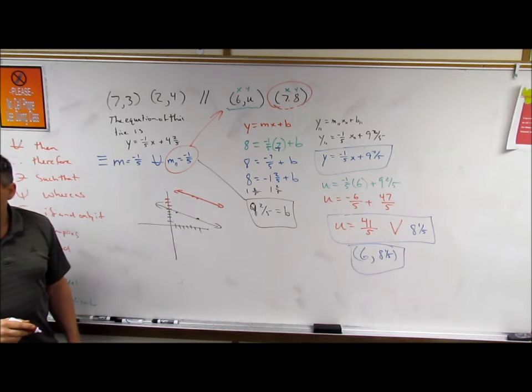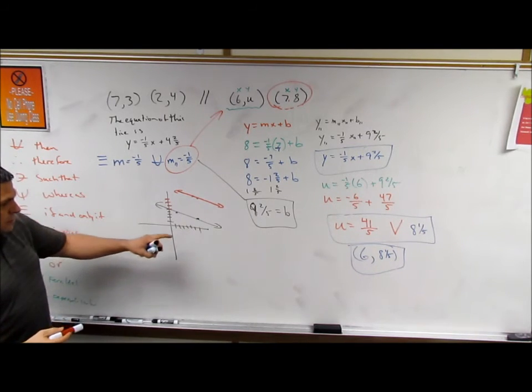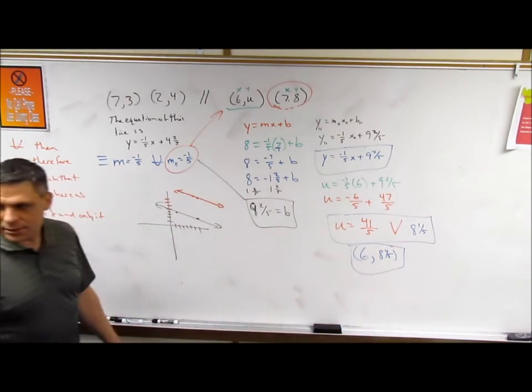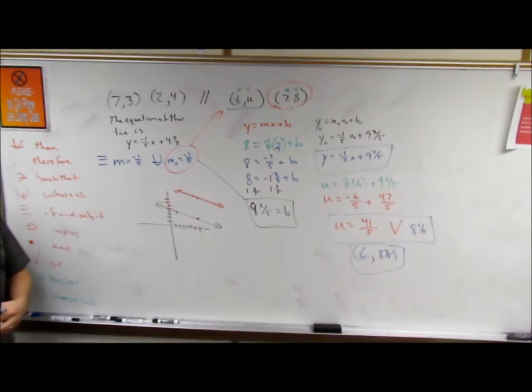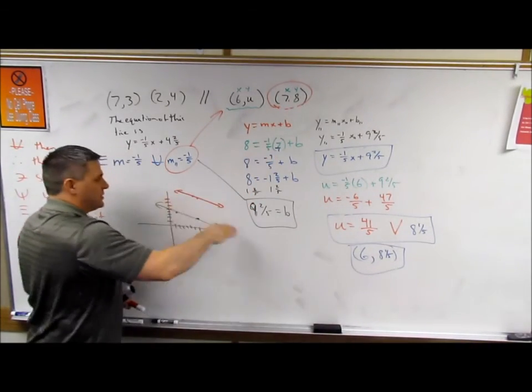Wait, how did you get 8? I'm sorry. U equals 8 1/5. 6 and 8 1/5. So I'm just plugging in this point and this point to make this line.